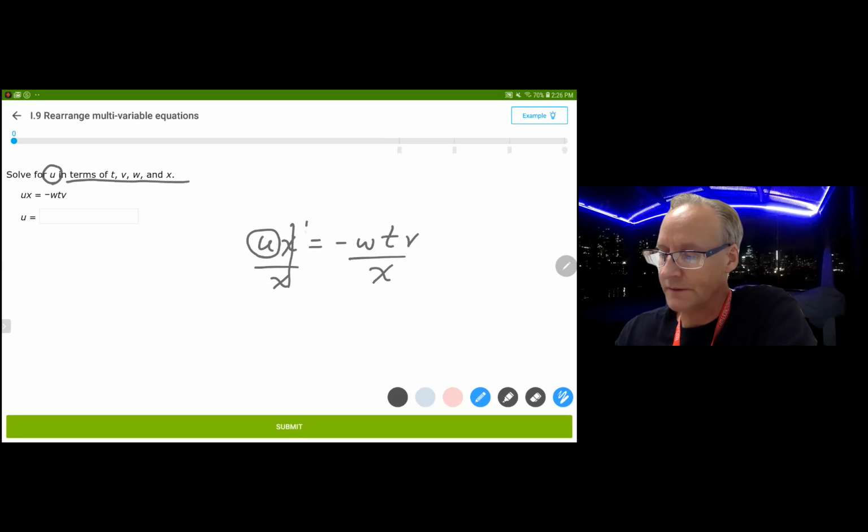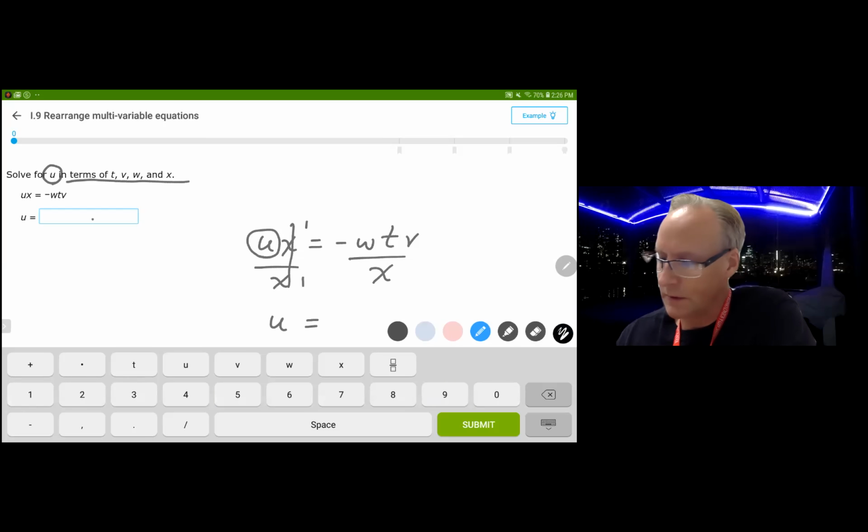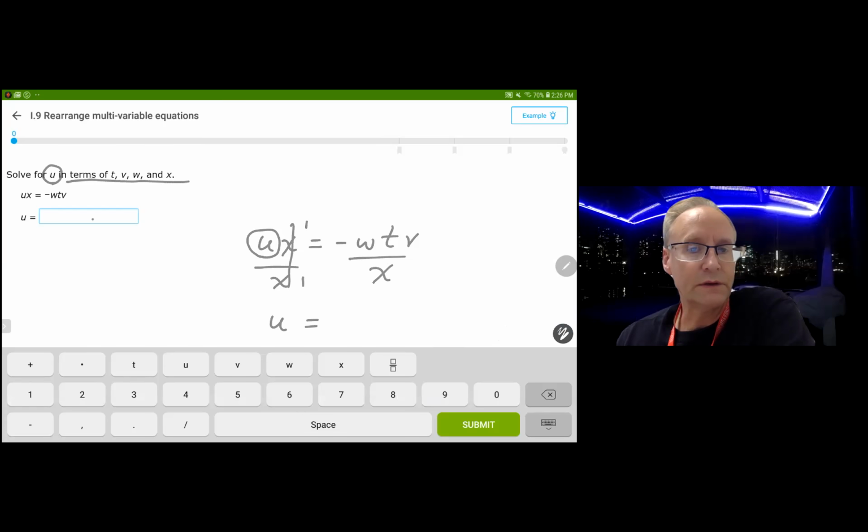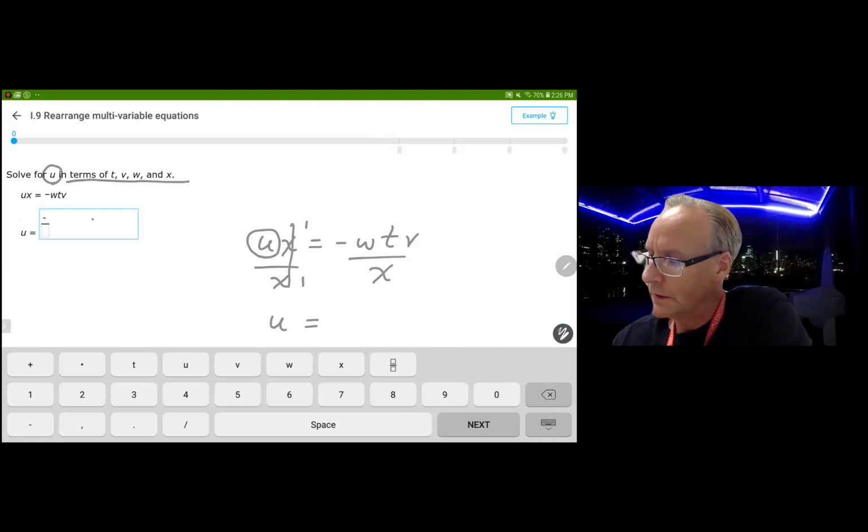And the x's cancel out, and x divided by x is 1, assuming x isn't 0, in which case you're going to have a problem. Now, in order to type this into our answer, we're going to have to use the fraction bar. So here's the fraction bar. And we're going to type in the negative wtv in the top, in the numerator. And then the denominator, we just have the x. And it looks like we're done.